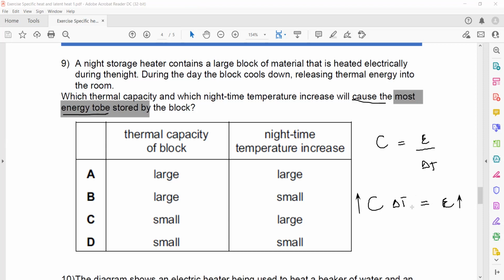And what about the temperature change? If I increase the temperature change, the energy will also increase. So as we want the greater energy, we should increase the thermal capacity and we should increase the temperature change. So A will be the right answer. Is it clear, this question 9?